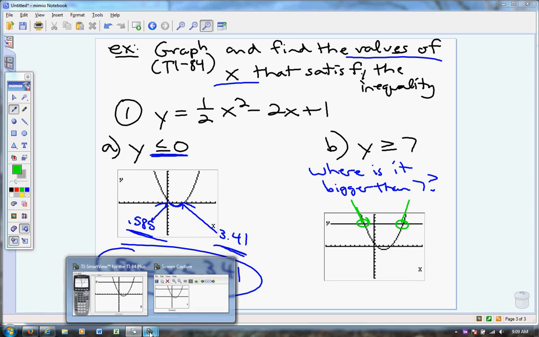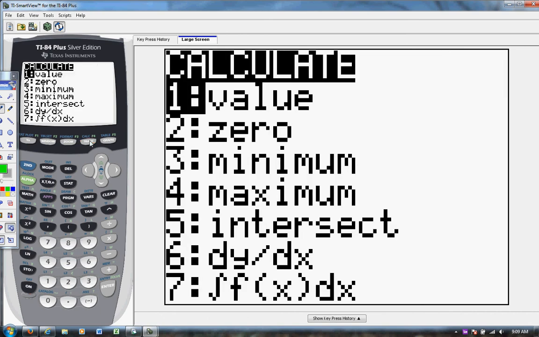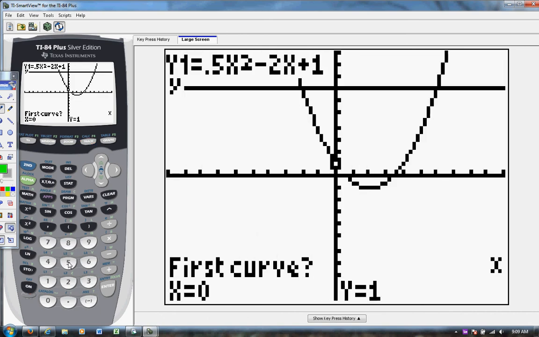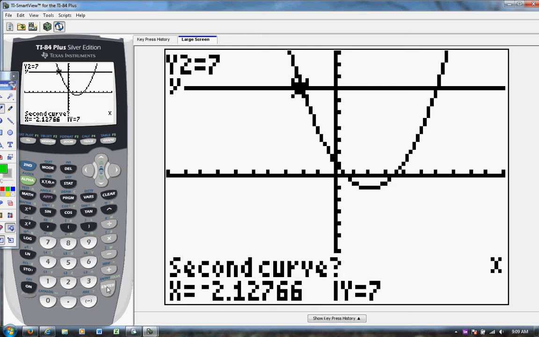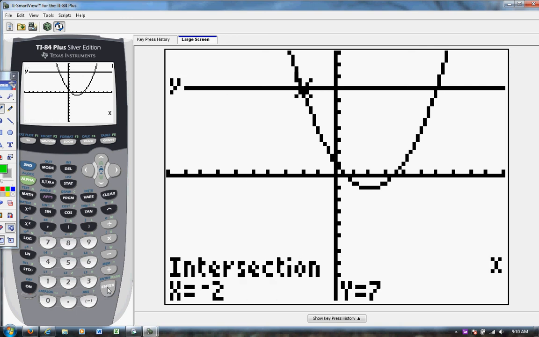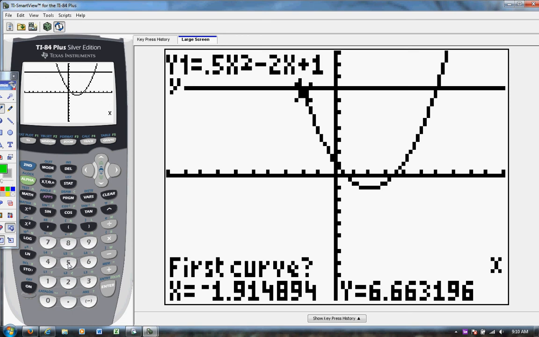So let's go back to the graph, and we're going to press second, trace, and we're going to select number 5, intersect. So you move your cursor close to that first intersection point. Get it as close as you can. And then you just hit enter 3 times because it says first curve, second curve, guess. That first intersection point is -2. Everybody remember that.